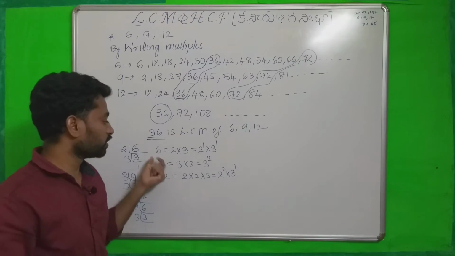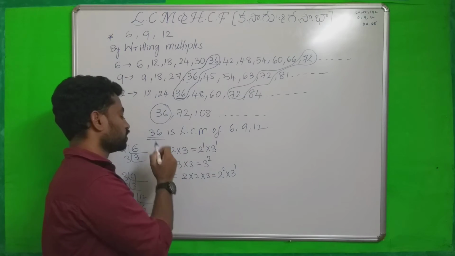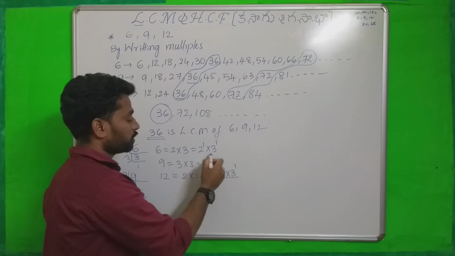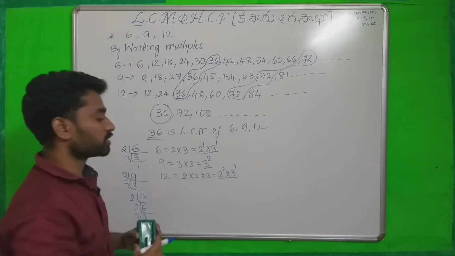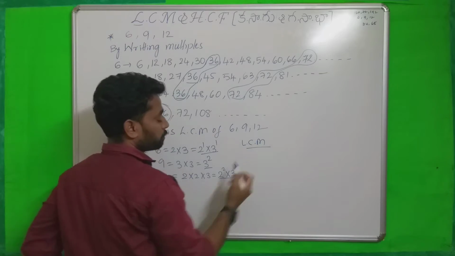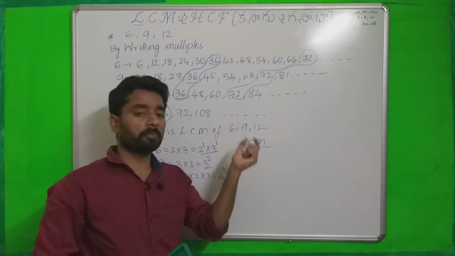So I have written the 3 numbers in prime factors. These are the prime factors of 6. This is the prime factor of 9. So like that I have written. Okay. Now how can you take the LCM? So LCM, how can you take? Remember one thing, the process: for common factors, take the highest exponent.